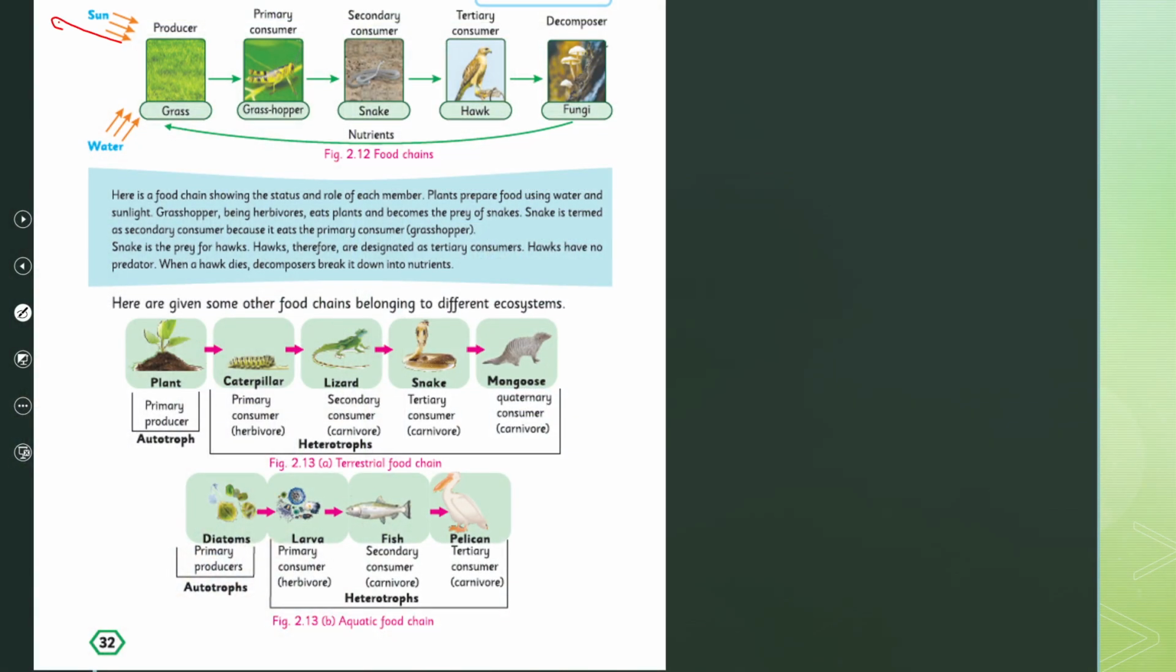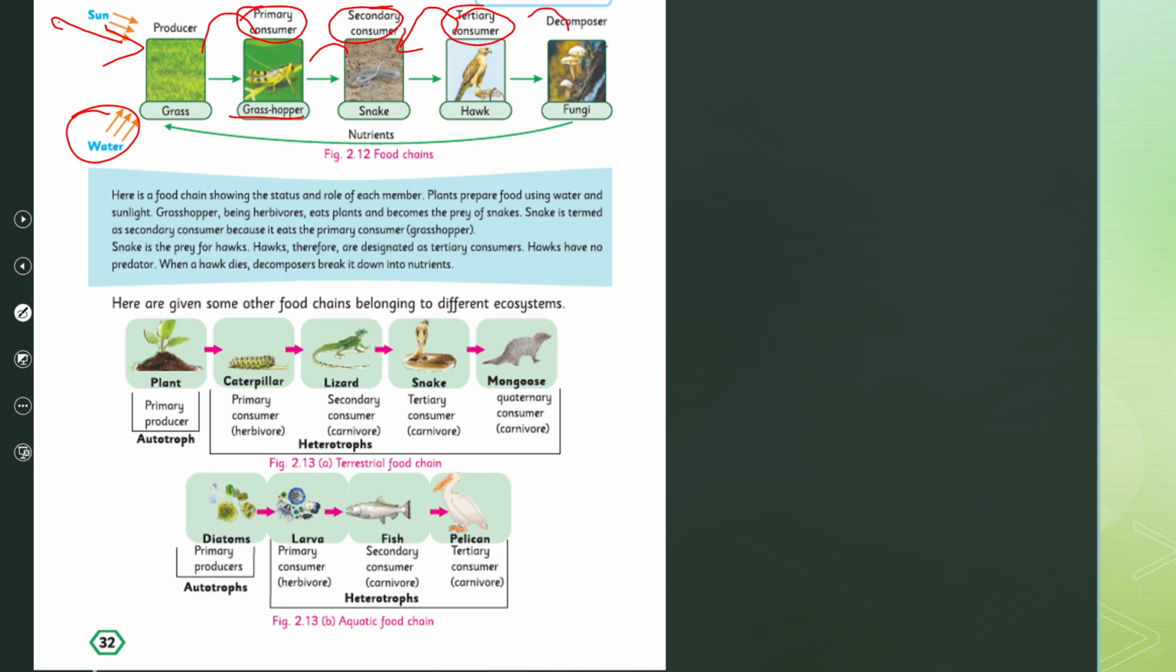The producer is getting energy from the sun and the water and after that it is eaten by the grasshopper, which is the primary consumer. Then the grasshoppers are eaten by the snake. These are the secondary consumer. Then the snake is eaten by the hawk and this is the tertiary consumer, that is, the third consumer.